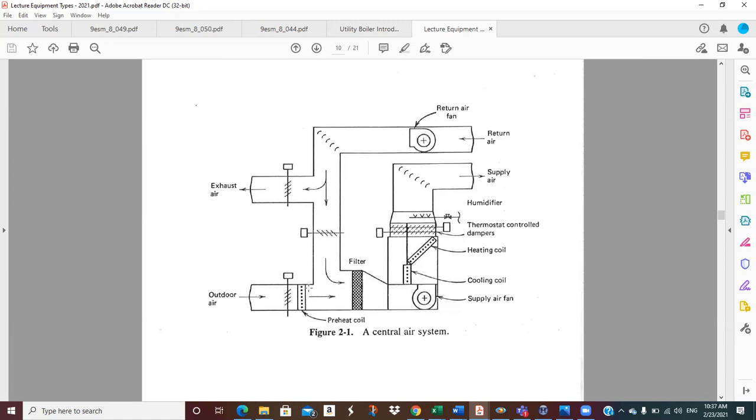So your return air mixes with your outside air, gets filtered, and then we're showing blow-through coils. So we go through the fan, and then this is kind of interesting. We have a cooling coil here and a heating coil here, and we're showing this as a single zone unit. So we just have one supply air temperature.